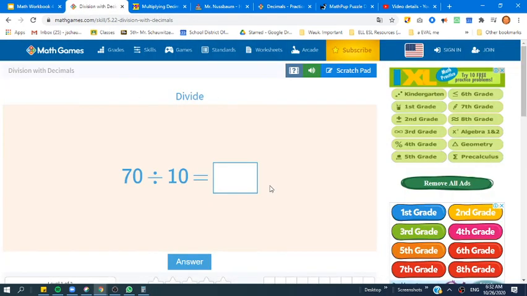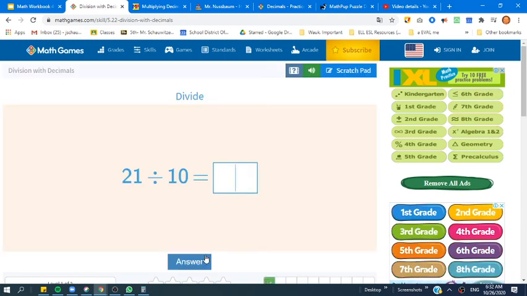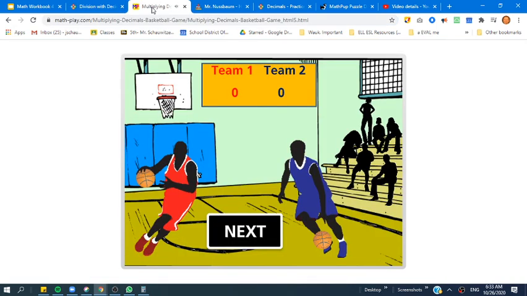The first one is on mathgames.com. You can practice by dividing decimals. We have 70 divided by 10, which equals 7. Check your answer. That's just going to give you a little bit more understanding of whole numbers, right? Now, 21 divided by 10 is not going to give you a whole number. I know that's going to give you 2.1 because 10 does not equally go into 21. All right, cool. I'll put this in the video notes.